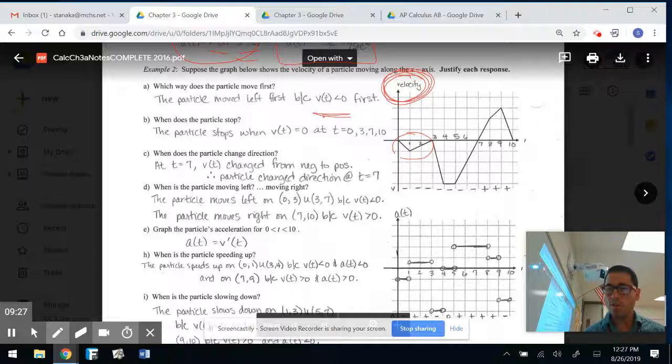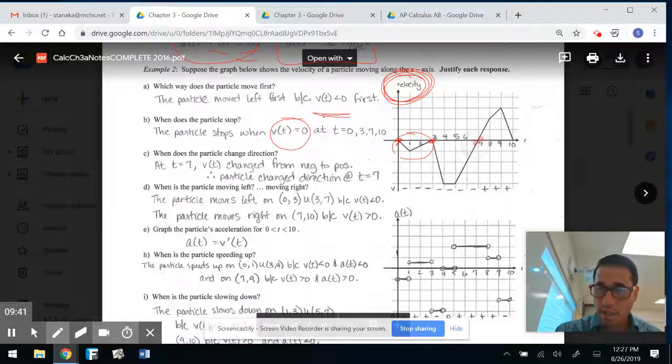Okay, when does the particle stop? Well, when we look back at those definitions we wrote earlier in this lesson, the particle stops when our velocity is equal to 0. And it's equal to 0, people forget, at t equals 0, t equals 3, t equals 7, and t equals 10.